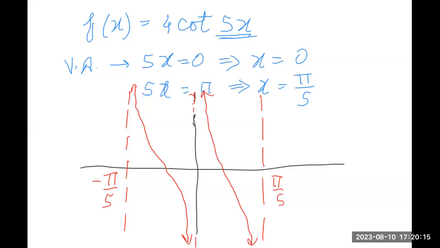The x-intercept in this case will be midway between 0 and pi over 5, so pi over 10, and negative pi over 10.